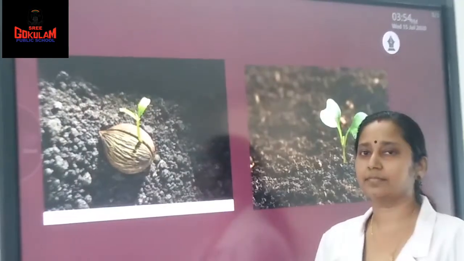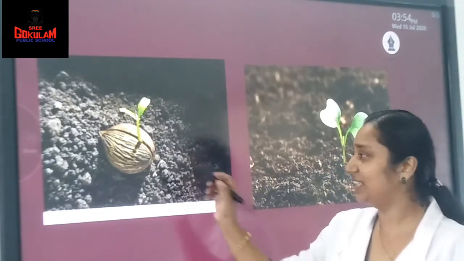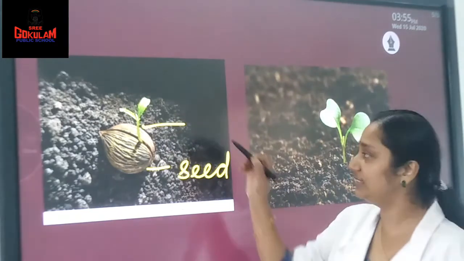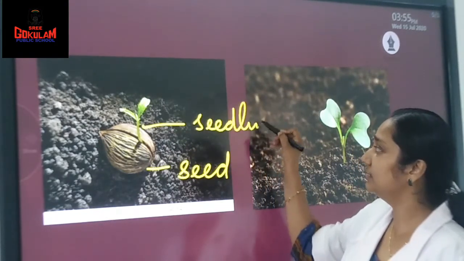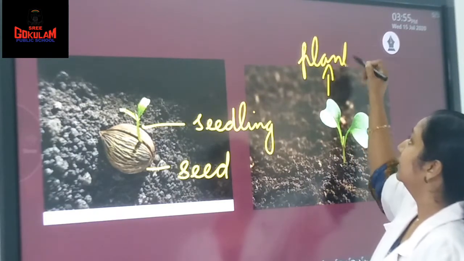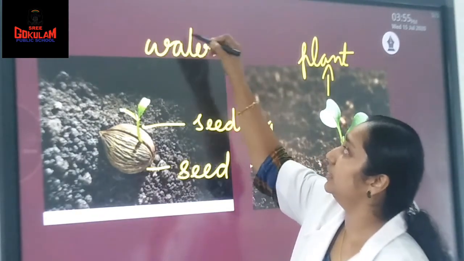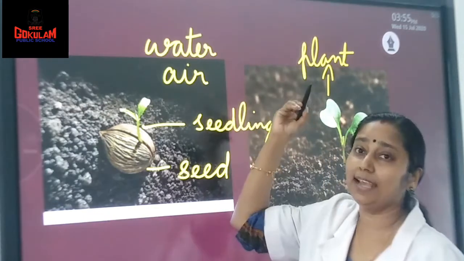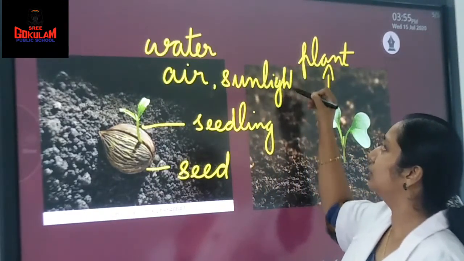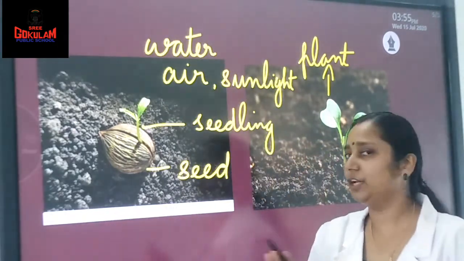Now children, you can see the picture of a seed and a small plant coming out of the seed, right? This is the seed. And a small plant is coming out of the seed. So, this is a seedling. And later it grows into a plant. So, three things are needed for the plants to grow. What are they? Water, air, and sunlight. Without these three things, plants will not grow.